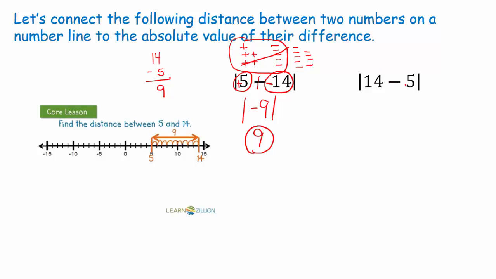We can look at the opposite difference. We could take 14 minus 5. Well, what's 14 minus 5? 14 minus 5 is 9. Absolute value of 9 is 9. Either way, when you take the absolute value of the difference between the two given numbers, you'll get their distance on a number line.